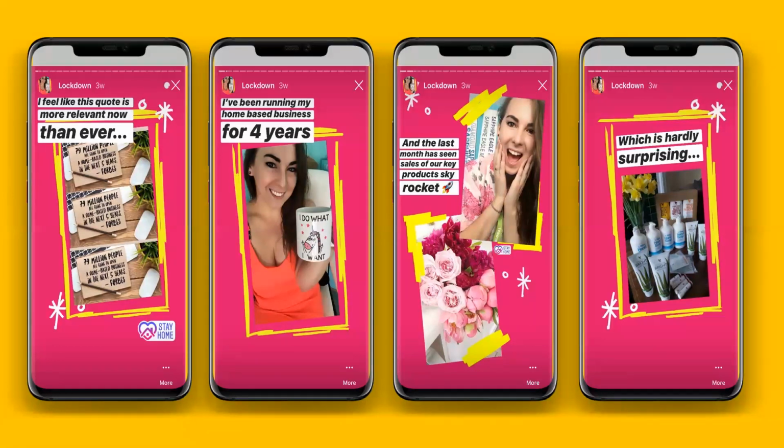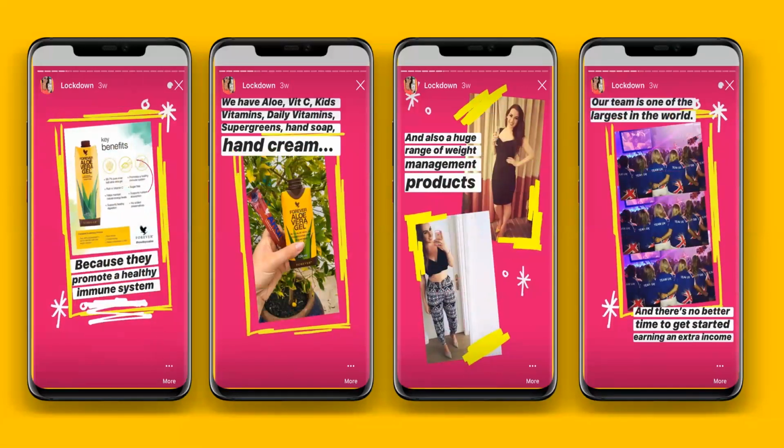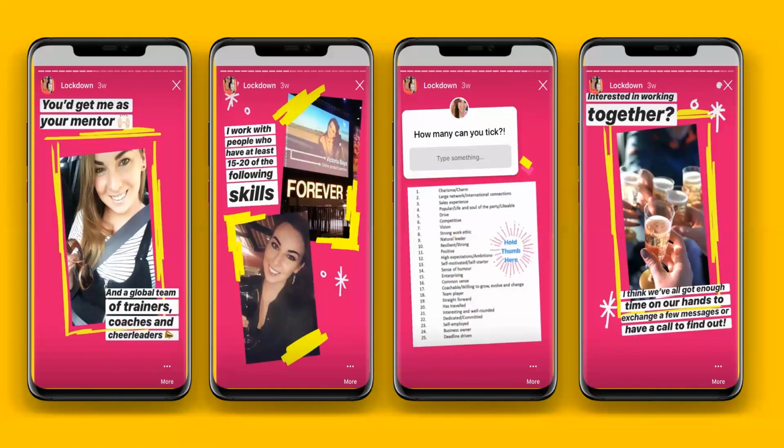I've been running my home-based business for 4 years, and the last month has seen sales of our key products skyrocket, which is hardly surprising because they promote a healthy immune system. We have aloe, vitamin C, kids vitamins, daily vitamins, super greens, hand soap, hand cream, and also a huge range of weight management products. Our team is one of the largest in the world, and there's no better time to get started earning an extra income. You'd get me as your mentor and a global team of trainers, coaches, and cheerleaders. I work with people who have at least 15 to 20 of the following skills.